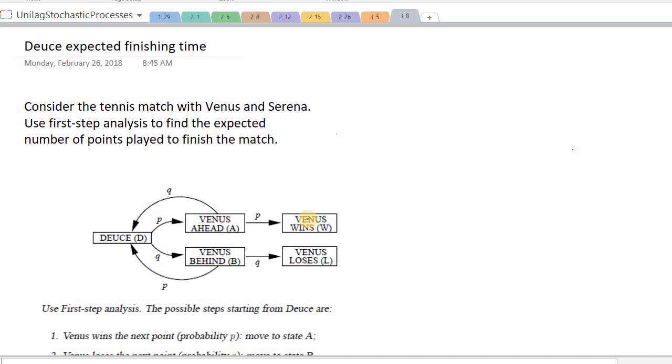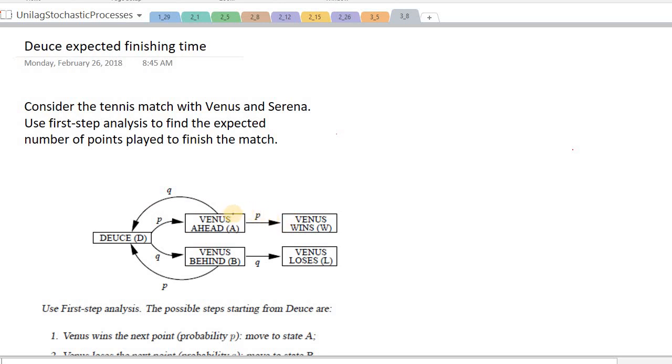Now let's do a slightly different question, only slightly different. In this case, we're not interested in the probability that Venus wins, but the expected time until the match finishes. That is, the expected number of points played to finish the match. For instance, if we start at deuce and Venus goes ahead and then she loses and then she wins again and then wins, that would be 1, 2, 3, 4 additional points. So that would be a time of 4.